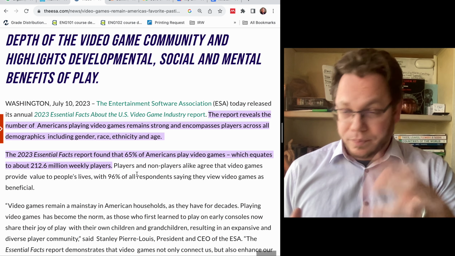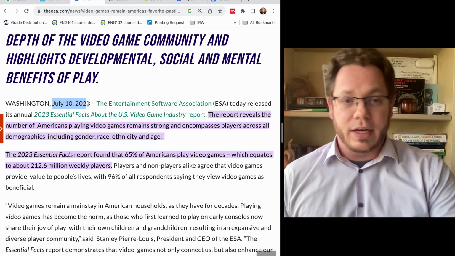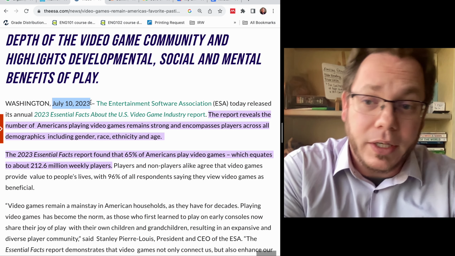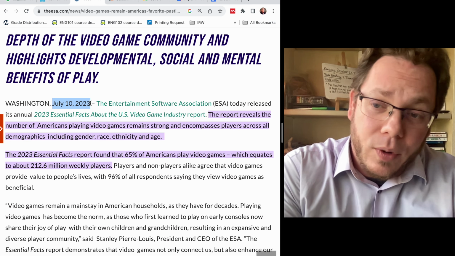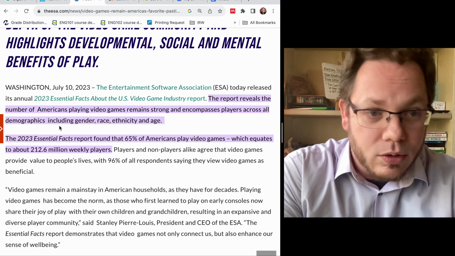And honestly, this is something that could very well have been generated by a ChatGPT situation. It could have been where it's just like, here's a report, write me a summary of it, or highlight key quotes and all that fun stuff. And as we're looking at it, we can go, oh, look, the report reveals the number of Americans playing video games remains strong and encompasses players across all demographics.